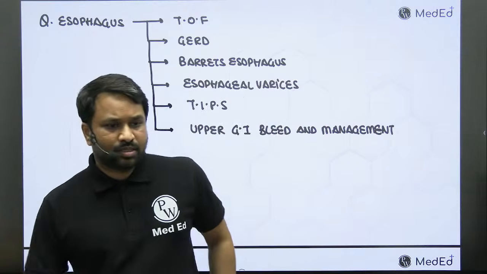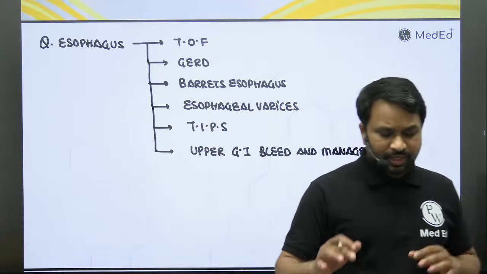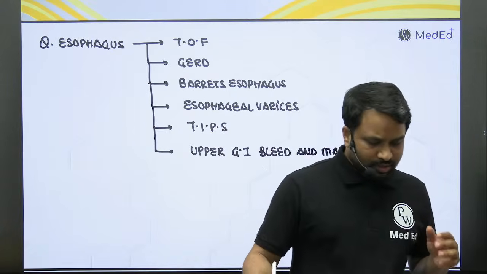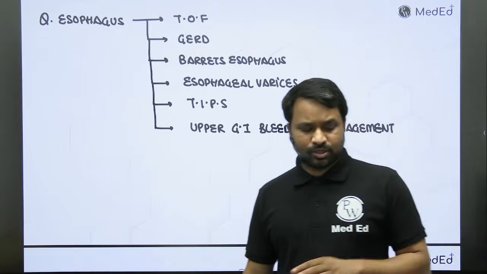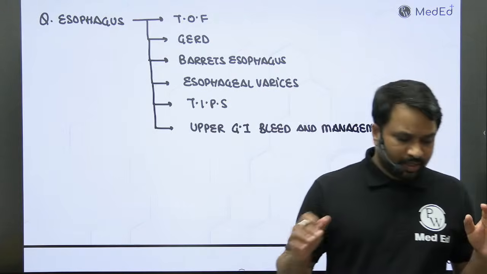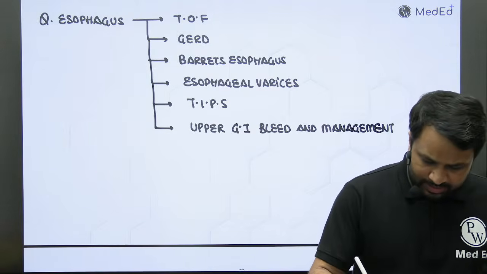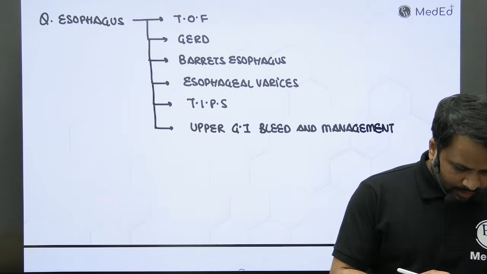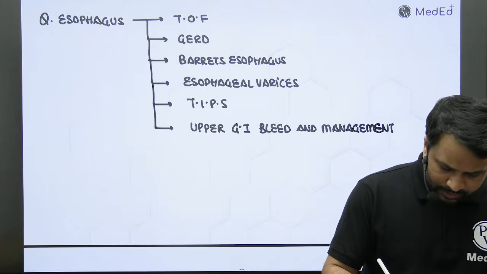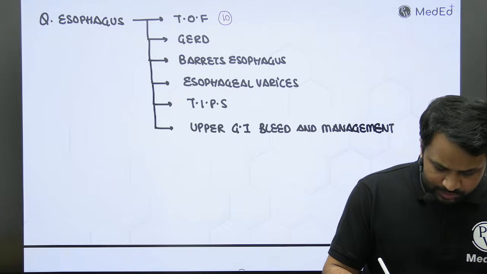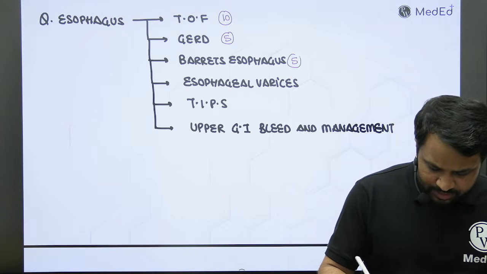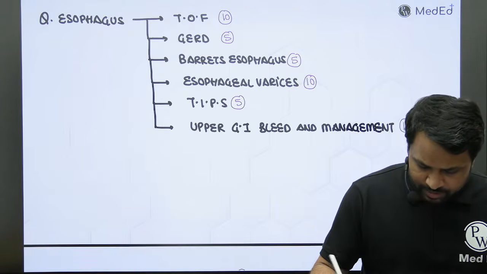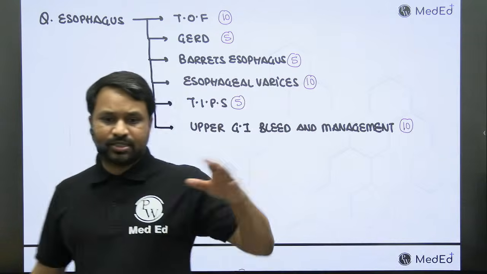Good evening, guys. So what they've asked you is about the tracheoesophageal fistula, GERD, Barrett's esophagus, esophageal varices, TIPS, that is transjugular intrahepatic portosystemic shunt, and upper GI bleed and its management. These were the questions that they've asked you in the exam. The tracheoesophageal fistula was asked for 10 marks. GERD was asked for 5 marks, Barrett's was 5 marks, esophageal varices was 10 marks, TIPS was 5 marks, upper GI bleed and management was 10 marks, right? So this is how the distribution went across.